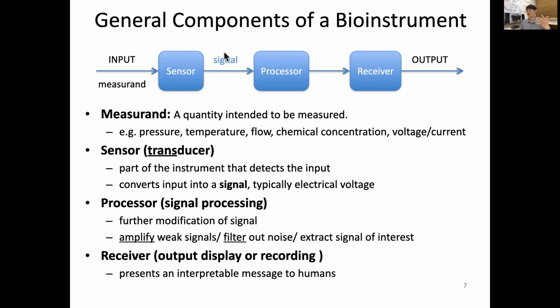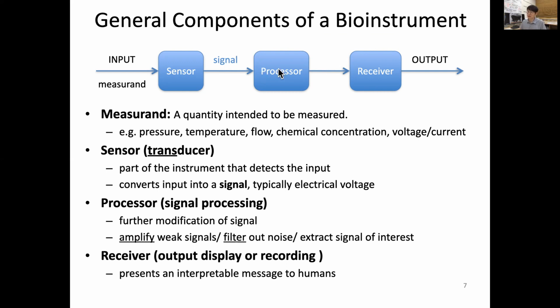Now you have converted it into a raw signal, and then the raw signal needs processing. That is further modification of the signal, because many times the signals are so weak that you need to amplify them. Also, signals usually come with noise, so sometimes you have to filter out the noise. And you can extract the signal of interest from the signal. All of these collectively we call signal processing.